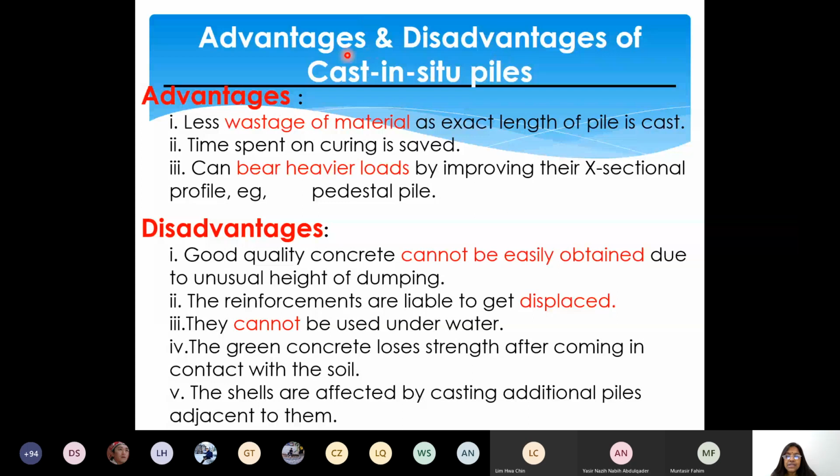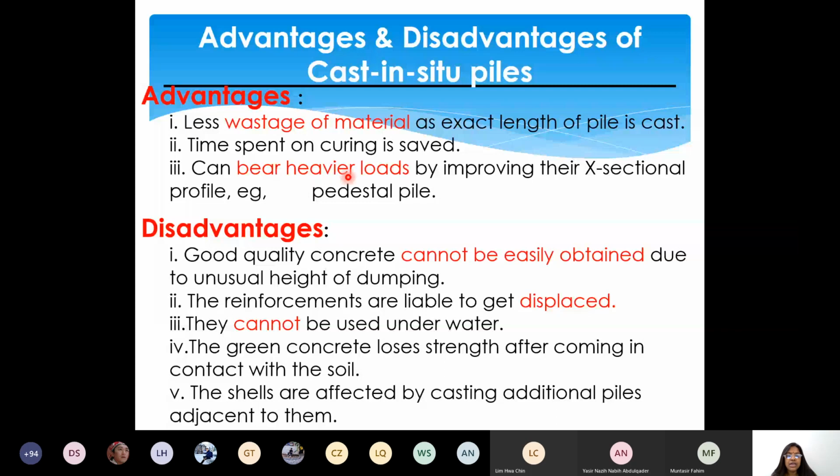Advantages and disadvantages of cast in situ piles. We already studied, right? This one, cast in situ. Okay, quickly. Less wastage of material, right? At the same time, you cannot customize it. A disadvantage, right? Time spent on curing is saved, right? You don't have to allocate time in your program schedule or project schedule.